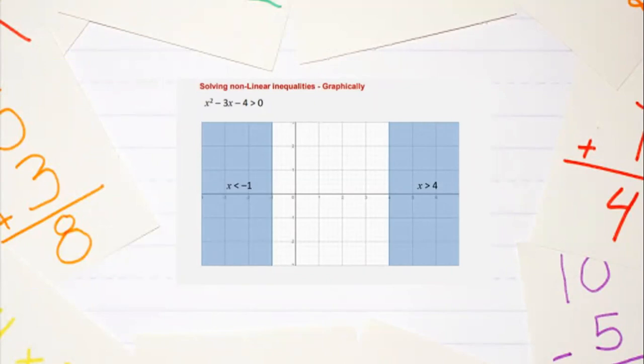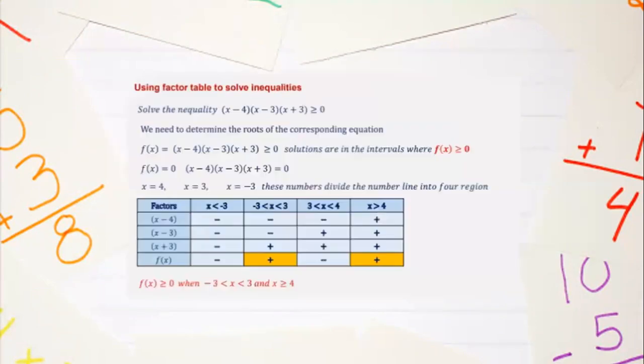Now we have solving nonlinear inequalities graphically. As I've told you, in the linear inequalities, we can use the graphing calculator in the exam. So we will use the graphing calculator here, and we'll get x squared minus 3x minus 4 greater than 0, which gives us x is smaller than negative 1 on one side, and x is greater than 4 on the other side. I've done this on Desmos, not on the graphing calculator, but on the graphing calculator we'll get a similar result. Now we'll be using the factor table to solve the inequalities.